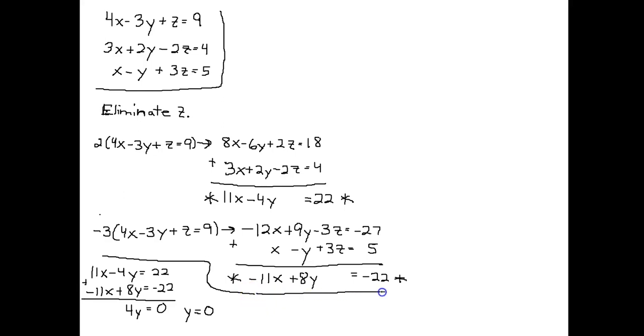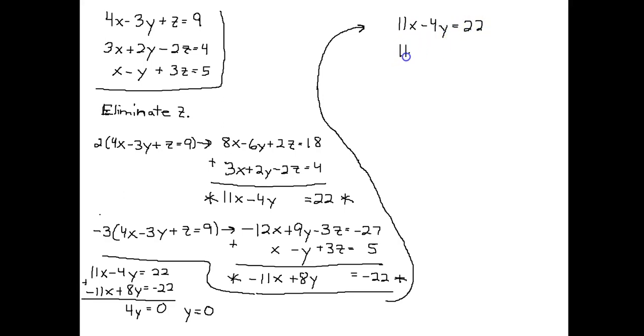So once I know what y is, you know what? I'm going to come on up here. And I'm going to take one of those equations that has the two variables, and plug in 0 and solve for x. It doesn't matter which one. So let's take 11x minus 4y equals 22. Let's plug in 0 for y. And we find out that x is 2.